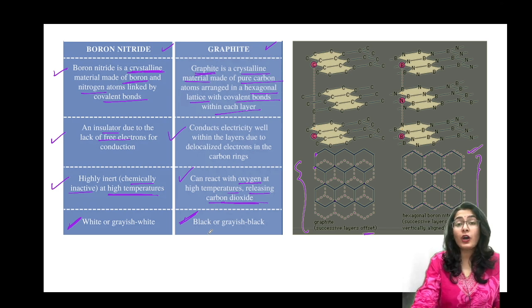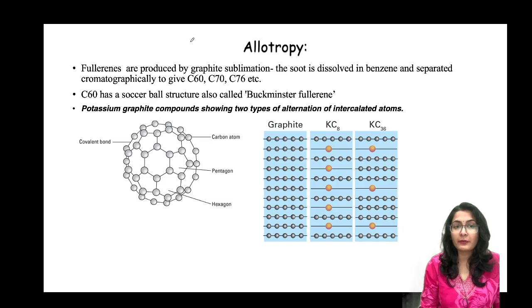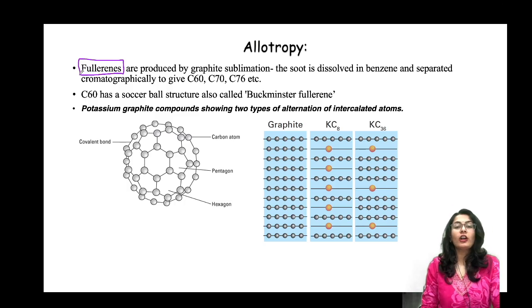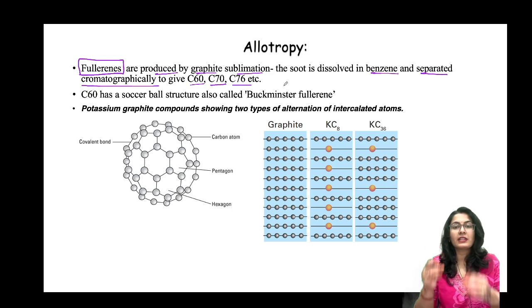Now let's move onwards to another allotrope of carbon, that is fullerenes. So fullerenes have been very popular recently, not only because of the structure but also because of the chemistry. So let's talk about all of it. So fullerenes are produced by graphite sublimation. The soot is dissolved in benzene and separated chromatographically to give you C60, C70, C76, etc.